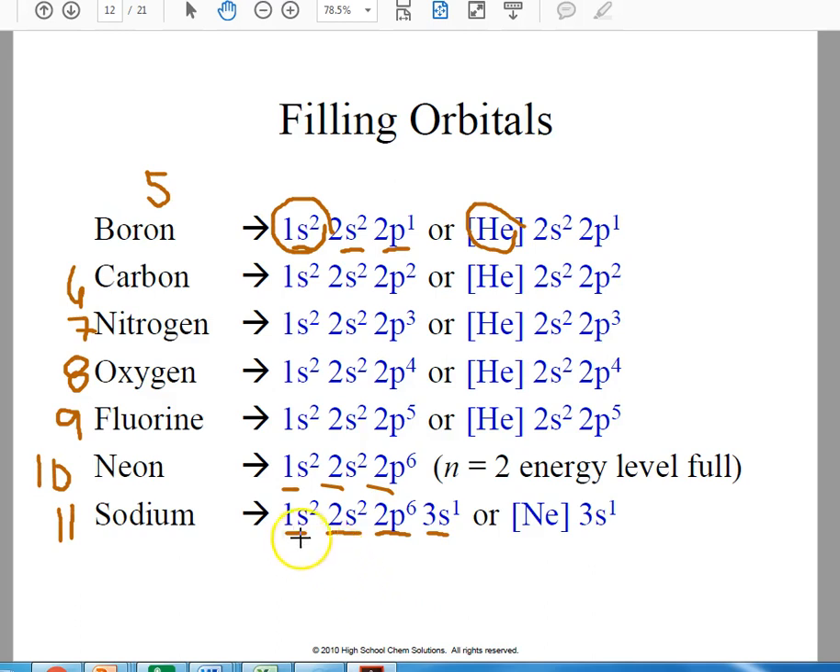Again, we can write the shorthand, but it's a little different this time because the noble gas or group 18 element that comes before sodium is neon on the periodic table. And neon, if we look back, is 1s2, 2s2, 2p6. So we can rewrite that by getting rid of all of this, which represents neon, and just plugging in neon and the 3s1 that comes after it.